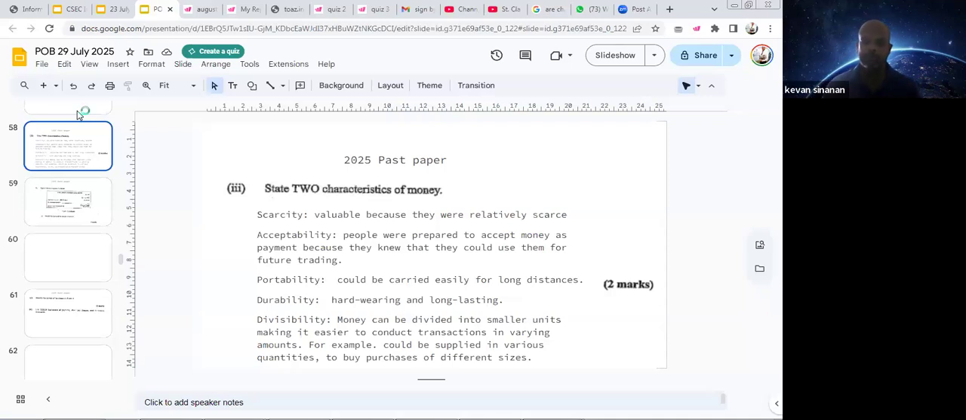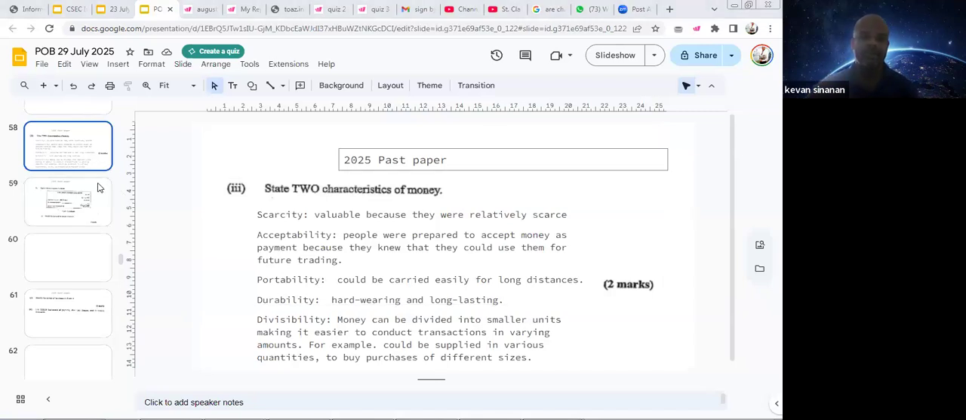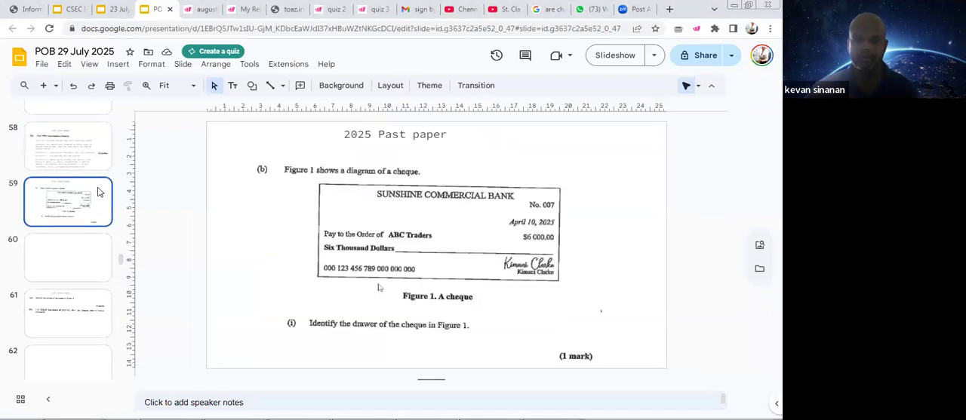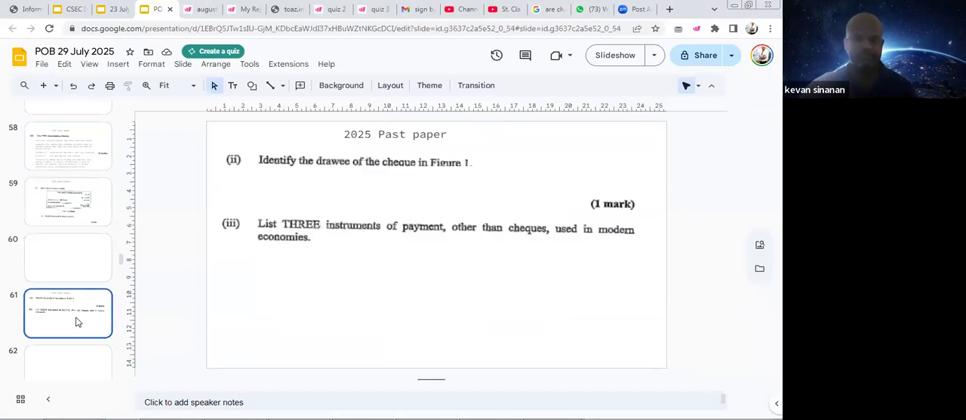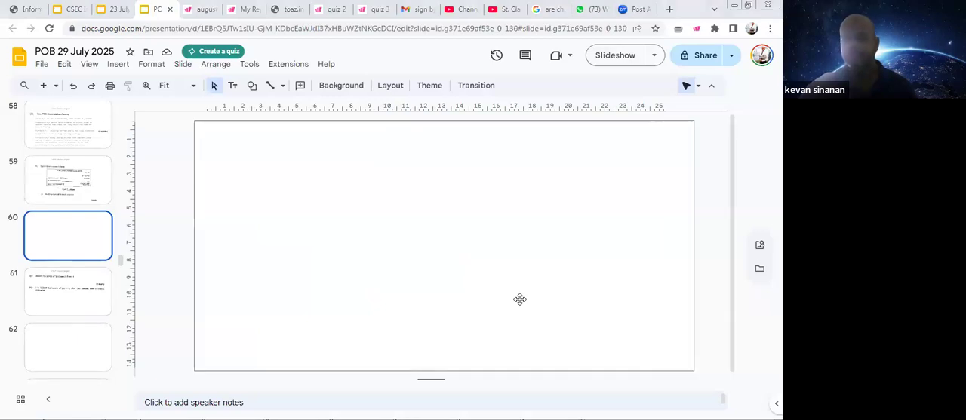Before I move on to other instruments of exchange, such as checks and credit cards, which we covered, I want to do a nice little question on checks. Can everybody see my screen? I have a little past paper here from 2025. All right, good.